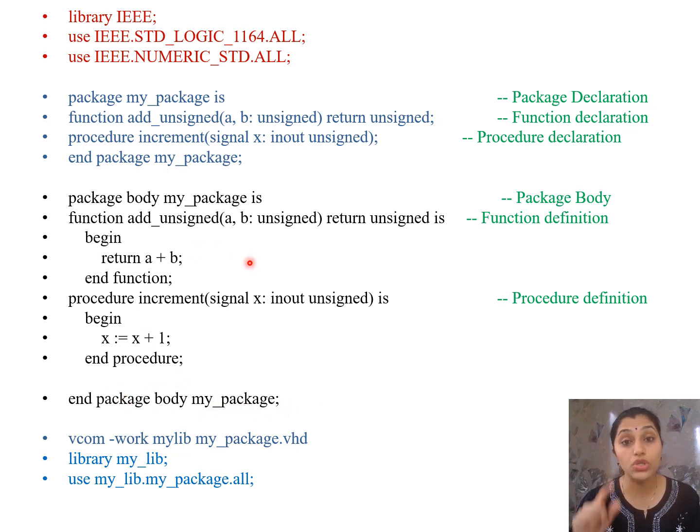And if you want to use this package in your VHDL code, you are writing your new code and you want these functions and procedures to be used in your new code, then what you can do is use the vcom command. By using this vcom command, you can associate your package with the library. So: vcom -work mylib my_package.vhd. It means whichever things are there in my package will get associated with mylib.